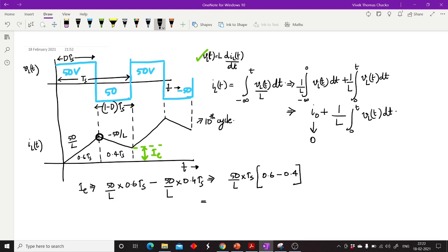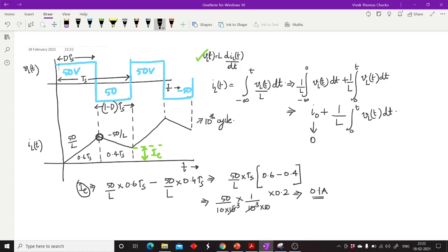So if we plug in the values, 50 by 10 into 10 power minus 3 into 1 by 10 cube, as the switching frequency is 10 kilohertz, it is nothing but 10 power 3 into 0.2. So this and this will cancel. We will get 0.1 amp. So the effective increase in inductor current IE at the end of the first cycle is 0.1 amp.